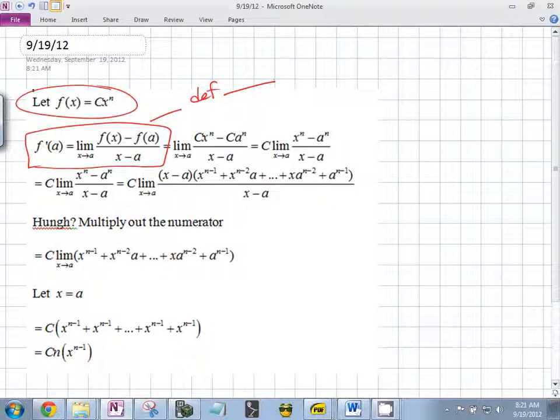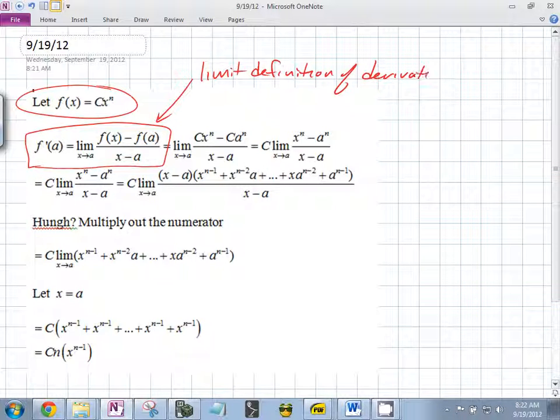Limit definition of... Derivative. Yes, that is the limit definition of derivative right there. Limit definition of derivative. Limit as x goes to a, the derivative of f at x equals a. At x equals a. So we do this out.